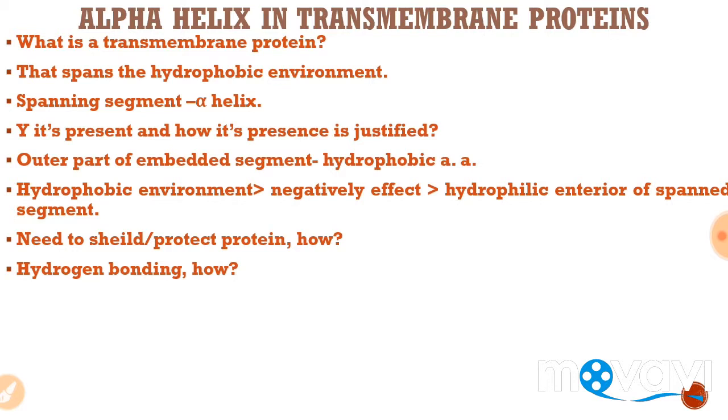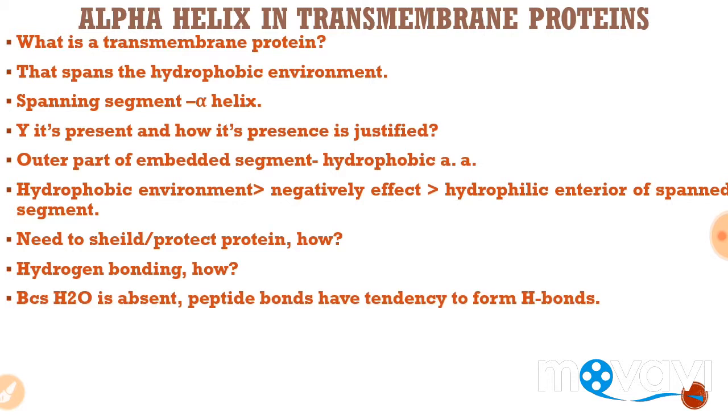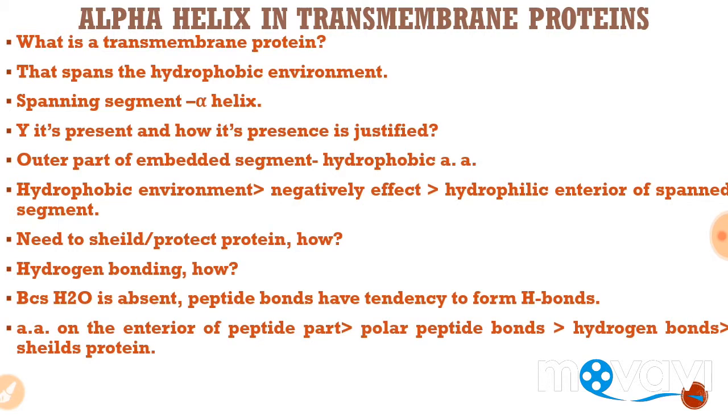So this hydrogen bonding is coming into play now. But the question here is, how is that going to happen? So let's discuss that. We know water is absent. If there is hydrophobicity, it means there is no water. That's so simple, isn't it? So hydrogen bonding with water is not going to happen. But the peptide bonds, the bonds which are formed between the amino acids, have a tendency to form hydrogen bonds with each other. Now listen to it. The amino acids which are present on the interior part of the peptide part have polar peptide bonds, and as we just discussed, these polar peptide bonds have the tendency to form hydrogen bonds.